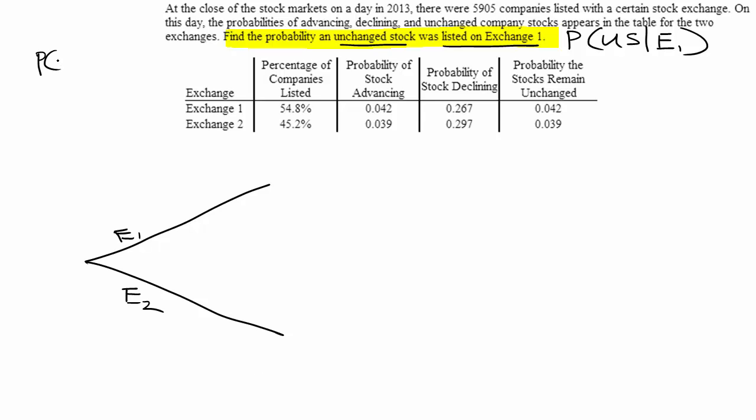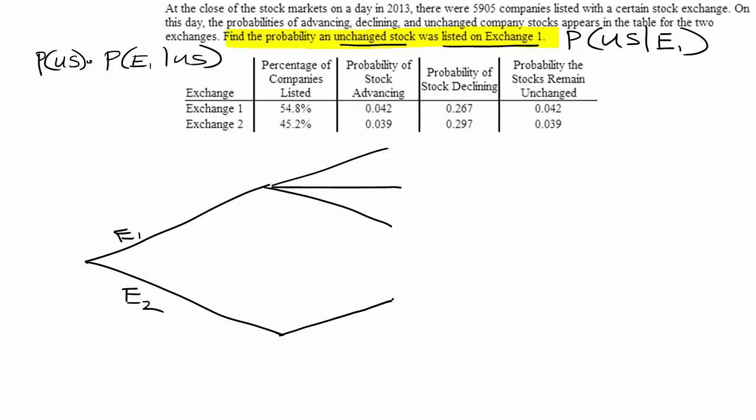It's going to be the probability that it's an unchanged stock times, and because it's the first thing, this is F given E in the formula, it's always the probability of F times the probability of E given F. So the probability of exchange one given an unchanged stock. And then you look at these numbers here and you go, that's not what they gave us. This is very clearly that the exchange stocks are the two starting categories, and then these are the three pieces they're broken into.